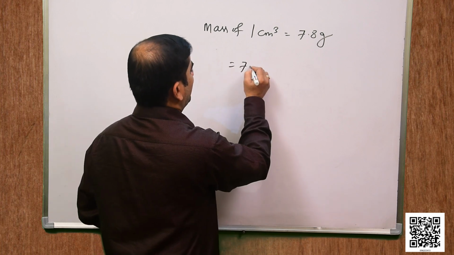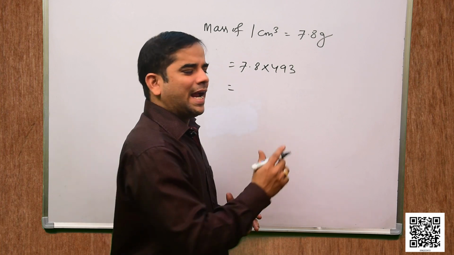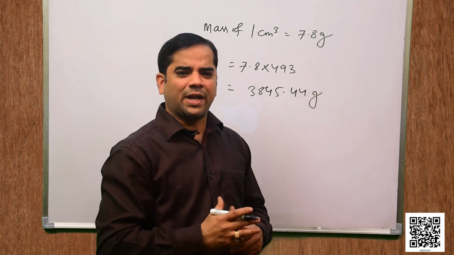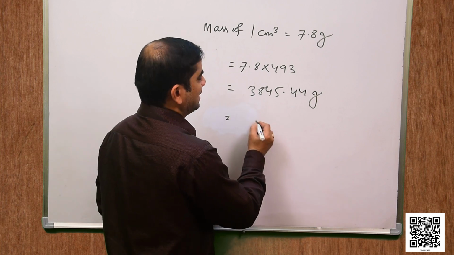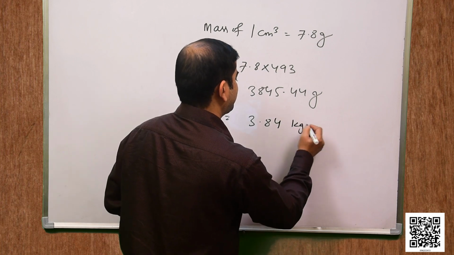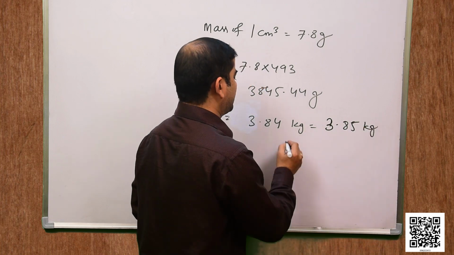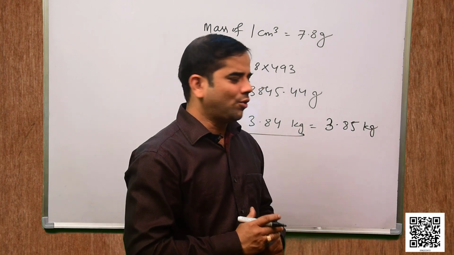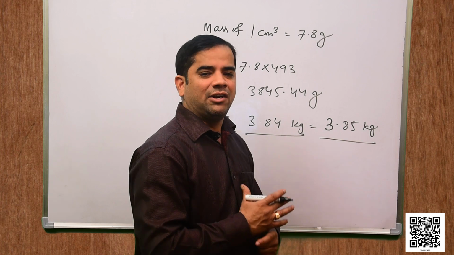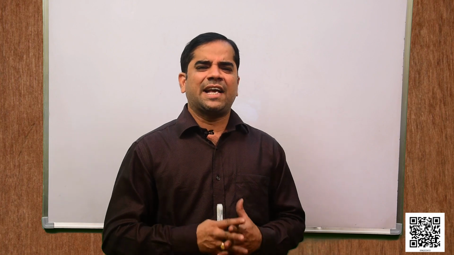That is 7.8 into 493. Okay. That is equal to 3845.44 gram. Or we can say it as 3.84 kg. Or we can write it as 3.85 kg, because this is an approximate value. So this is also an approximate value, or you can say this is a nearby value of the mass. Hope you understand.